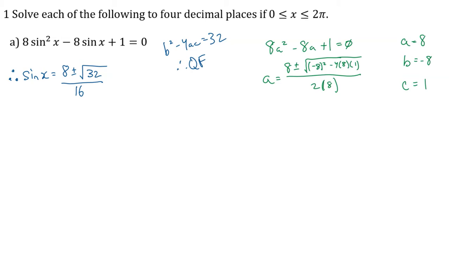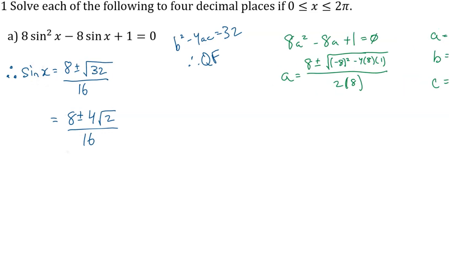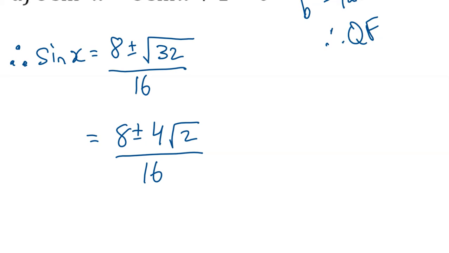This can be reduced nicely. 32 is 16 times 2. So this ends up being 8 plus or minus 4 root 2 over 16. Everybody got this okay so far? Yep. Why is it 8 and not negative? Because the b was already negative, and the formula is negative b, so when we put the negative with the negative, two negatives make a positive.